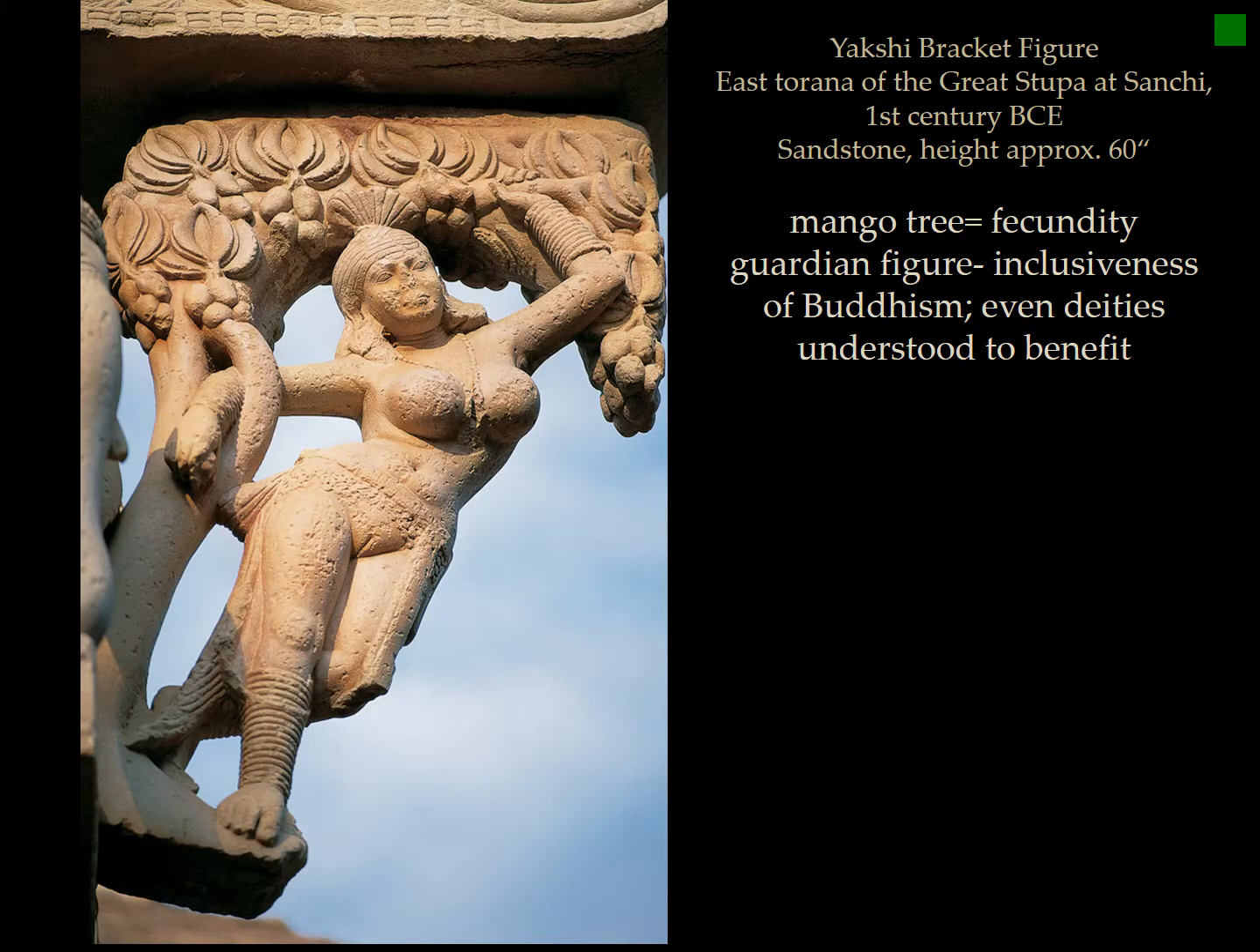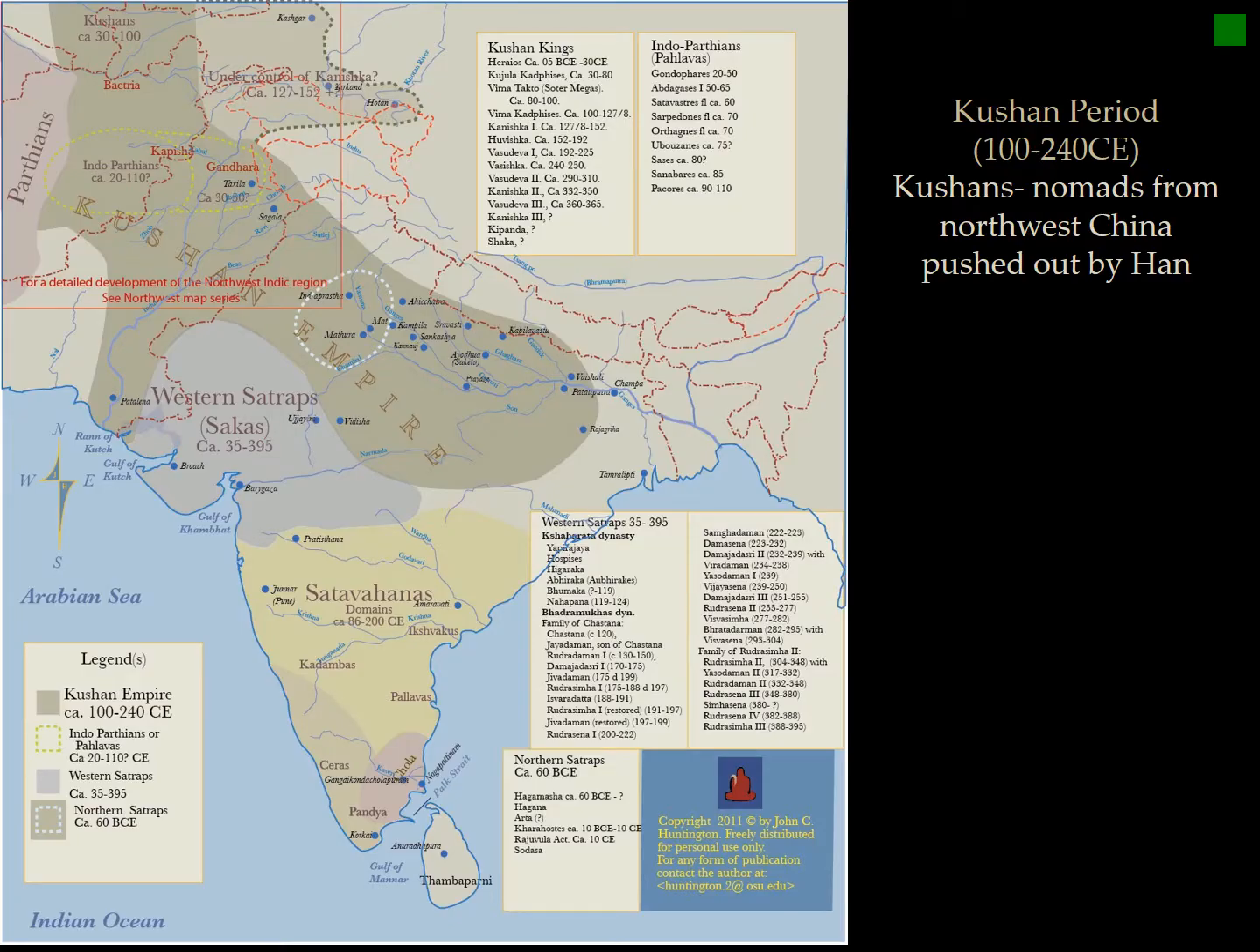Here we have the symbolism seen in this Yakshi bracket figure, where the mango tree represents fecundity or fertility, the production of life. The guardian figure here is related to inclusiveness in Buddhism. Even the deities, right, are understood to be of benefit in other religions according to Buddhism.